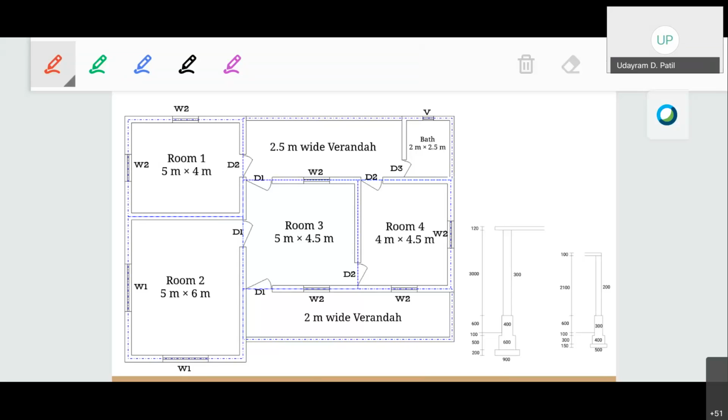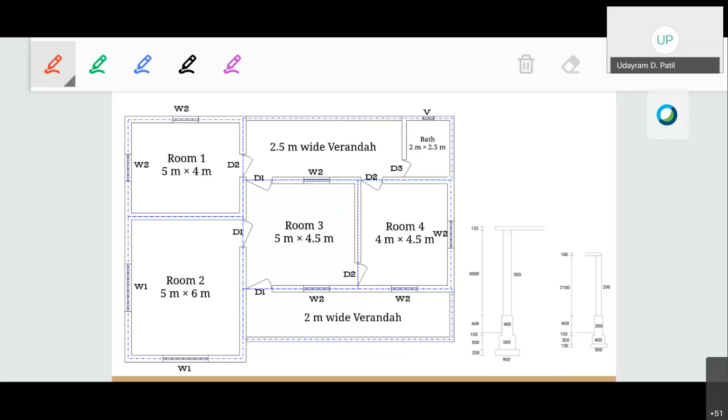In the previous lecture we calculated the various quantities of items such as earthwork, PCC and foundation, and brickwork for this particular four-room developed plan. Now we calculate the same quantities using the centerline method. In the previous example we used the long wall, short wall method. Now use the centerline method.